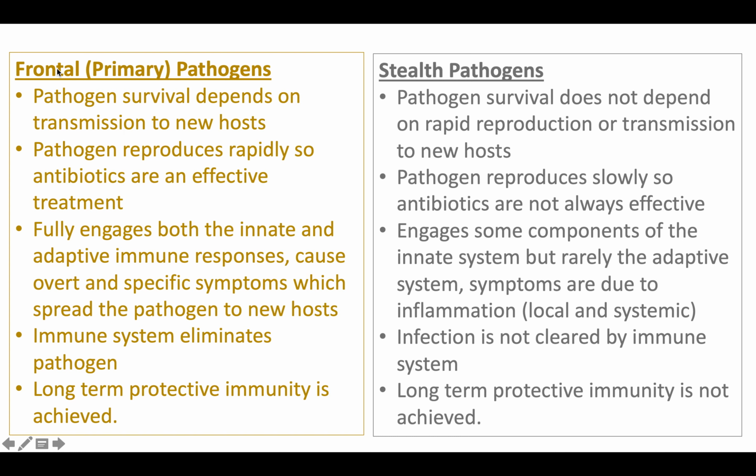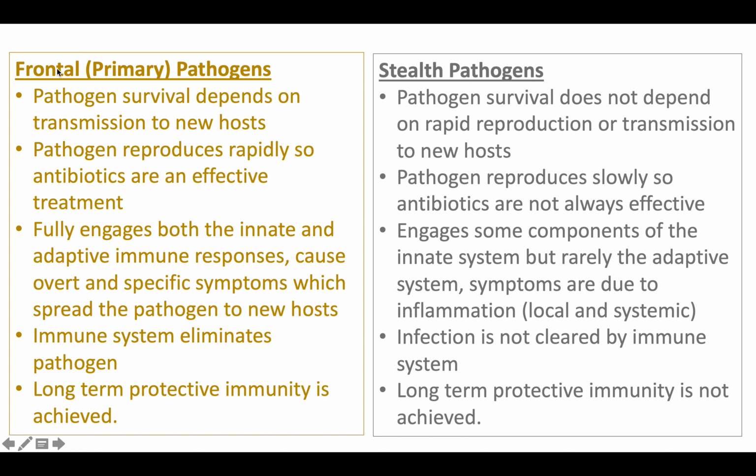These are the comparisons between frontal primary pathogens and stealth pathogens. So please know these. They will be on the exam. Know the characteristics of each.